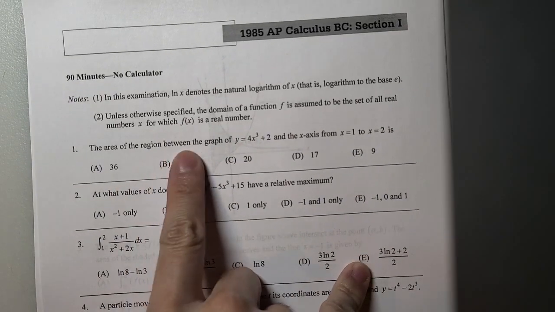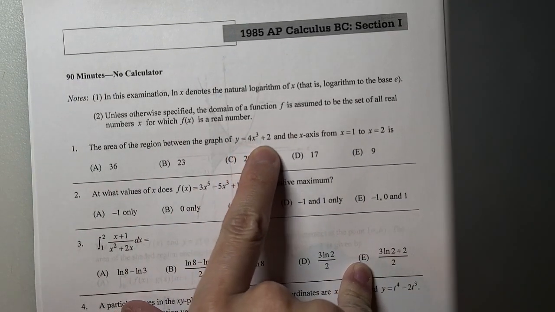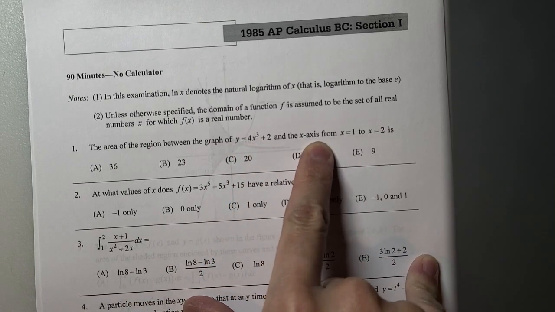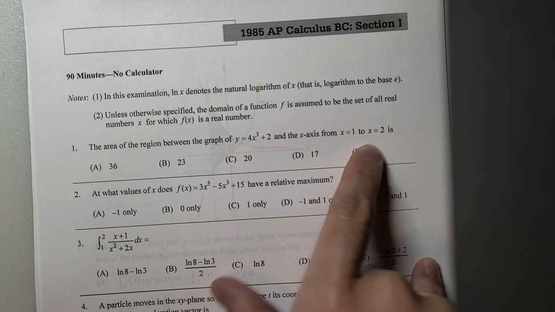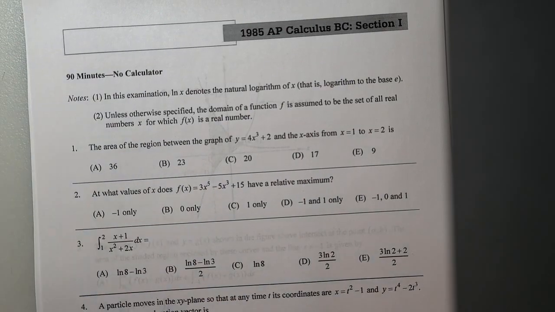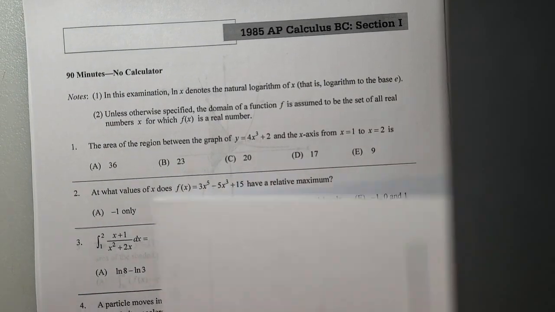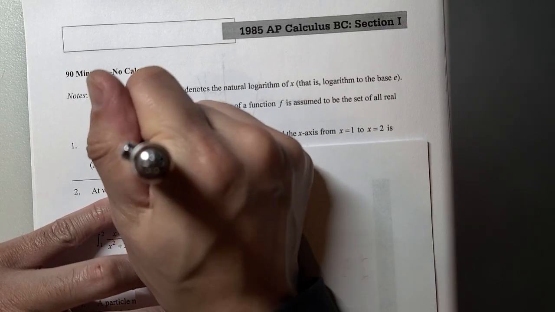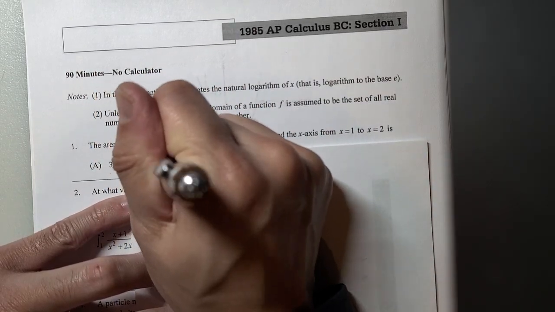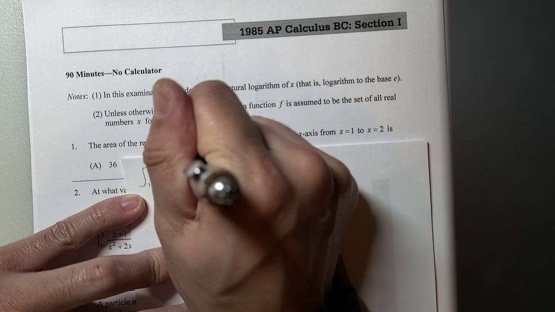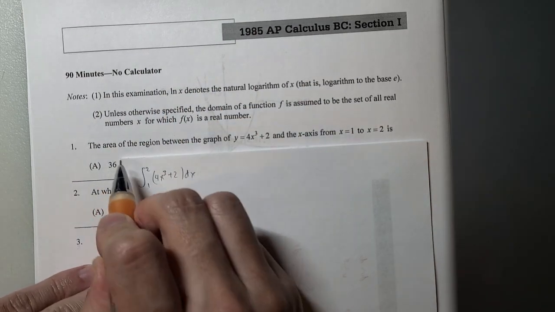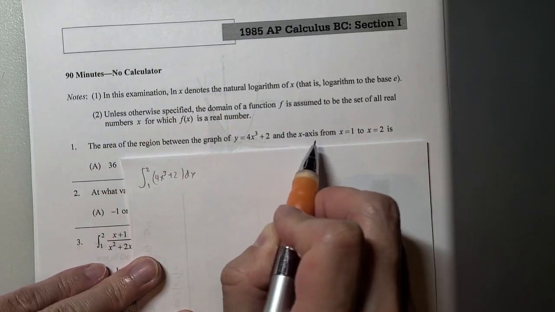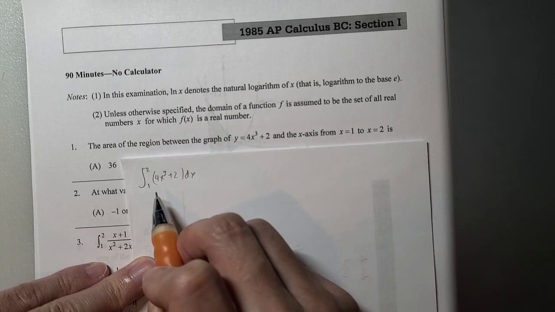Area of the region between the graph of y equals 4x cubed plus 2, and the x-axis from 1 to 2. This is very easy because it's just the integral from 1 to 2 of 4x cubed plus 2 dx. The integral is area under the curve with respect to the x-axis. So we integrate this from 1 to 2.